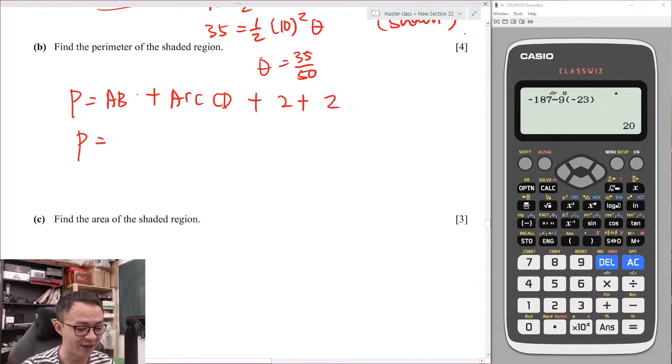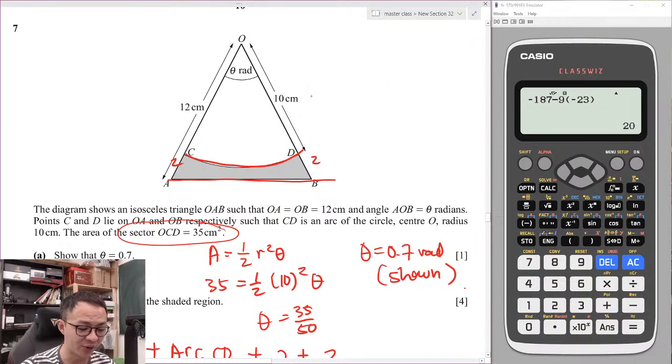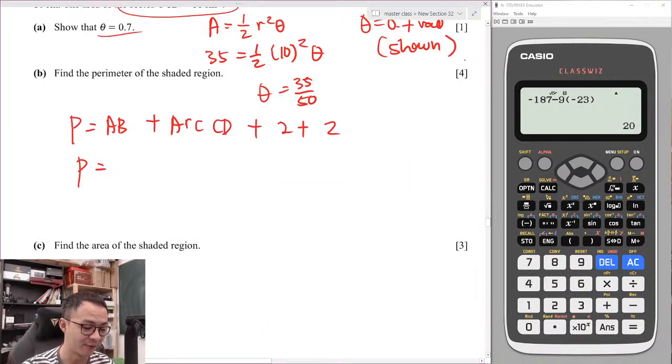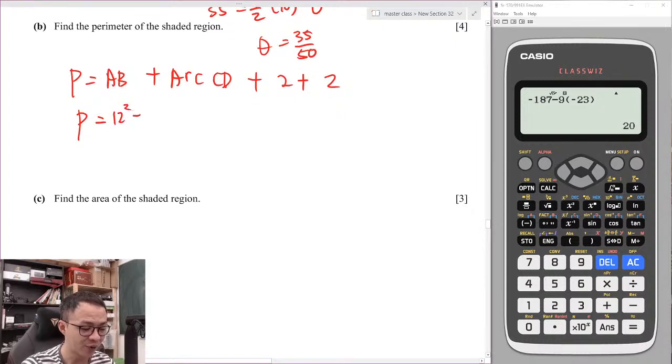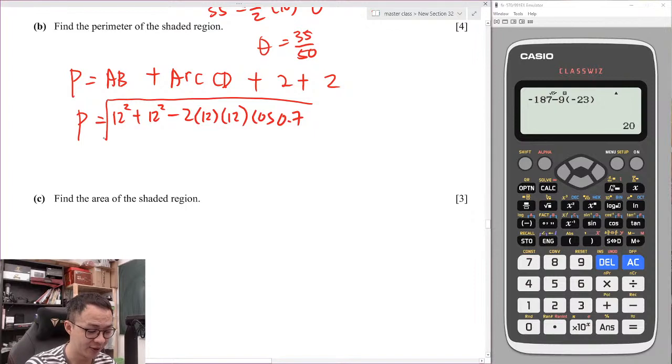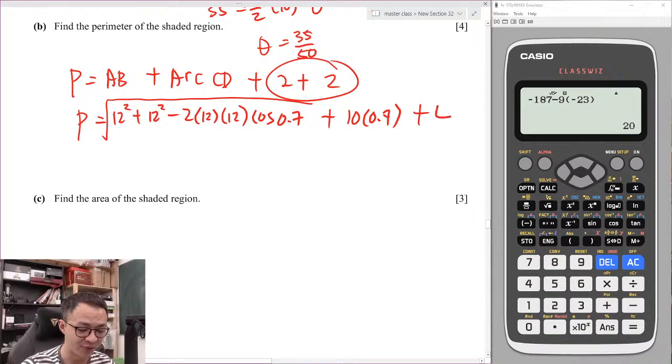Then I want to find AB. I will use the cosine rule. Two sides are 12 and 12. Angle is 0.7, isn't it? 12 squared plus 12 squared minus 2 times 12 times 12 cos 0.7. Square root it. This is how I use the cosine rule to find AB. Plus arc length of CD, which is R theta. R is 10, theta is 0.7. Plus 2 plus 2, plus 4.